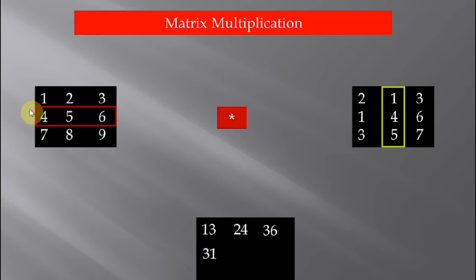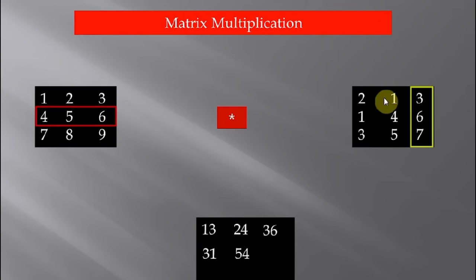So again, I will not be changing the row of the first matrix, but I will be changing the column of the second matrix. So I will write 4 into 1 plus 5 into 4 plus 6 into 5, and you will see I will get 54. Again, I will not be changing the row of the first matrix, but I will be changing the column of the second matrix. So what I will do is 4 into 3 plus 5 into 6 plus 6 into 7. So when you calculate, you will see that it is 84.